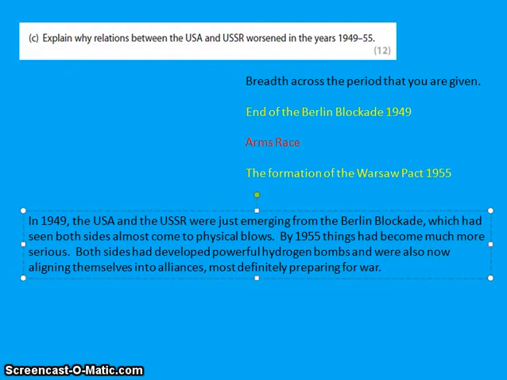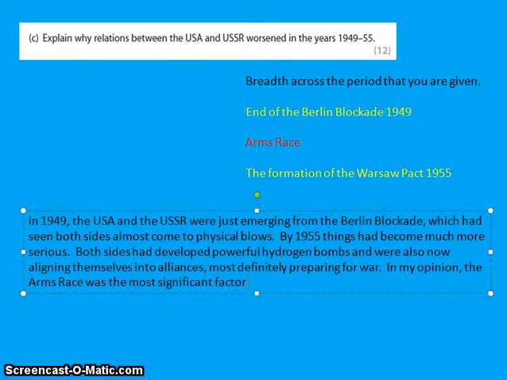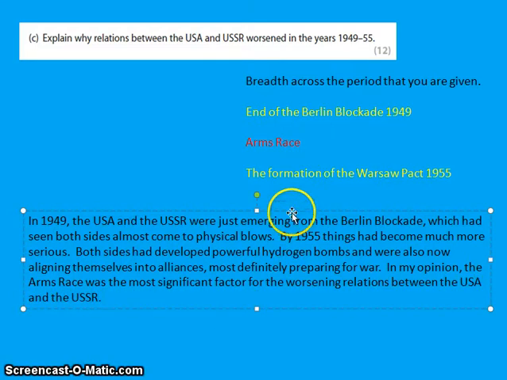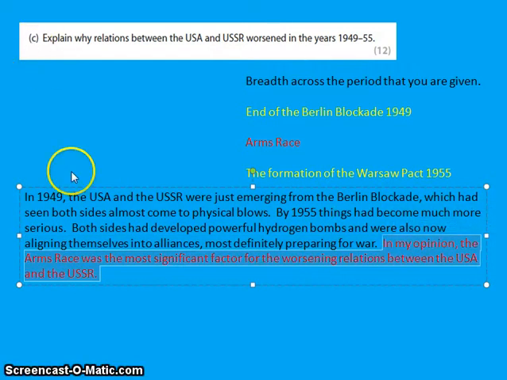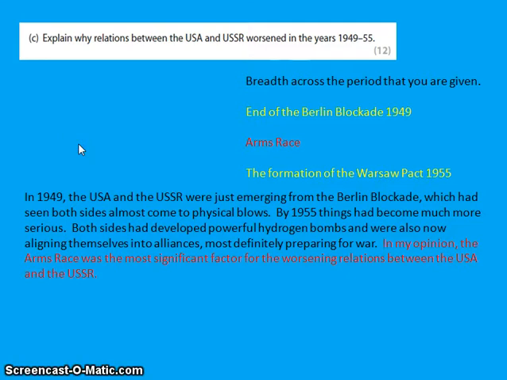Now I'm going to state my opinion quite early on, so I'm going to say that in my opinion the arms race was the most significant factor for the worsening relations between the USA and the USSR. And that would be my opening statement, and what I'm just going to do there is highlight that into that red, and throughout the rest of the answer I'll use colour coding to show you where I'm doing particular things that are moving my answer up the mark scheme.